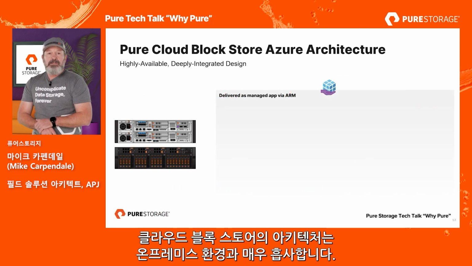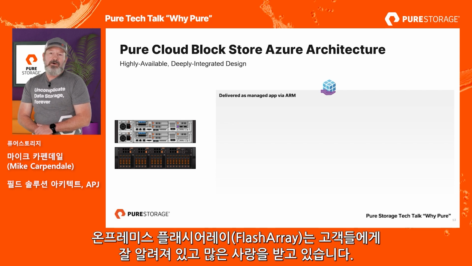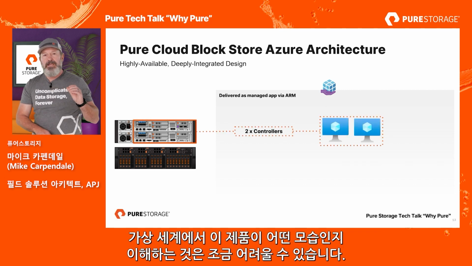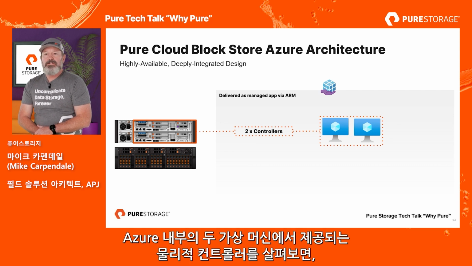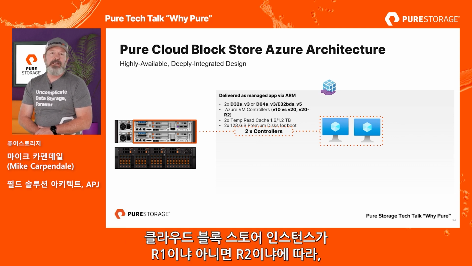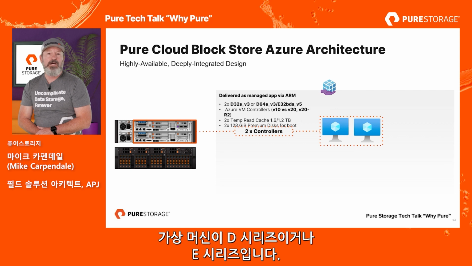The architecture for Cloud Block Store is very similar to the on-premise world. We all know and love the on-premise flash array, and we're very familiar with that. Sometimes it becomes a little bit hard to understand what that looks like in the virtual world. Well, if we were to take the physical controllers, that is delivered by two virtual machines inside Azure. And these virtual machines are either the D series virtual machines or the E series virtual machines, depending on whether it's an R1 or an R2 Cloud Block Store instance.